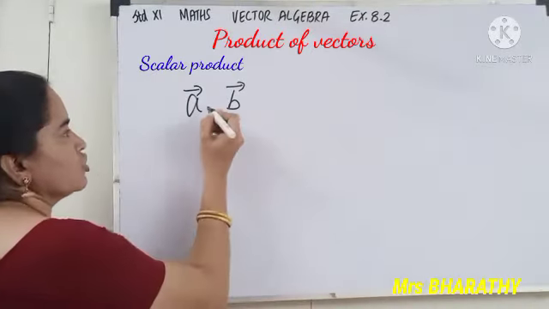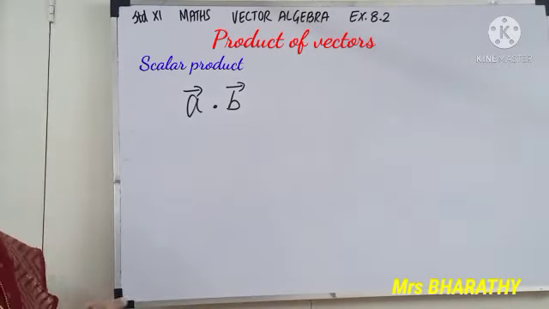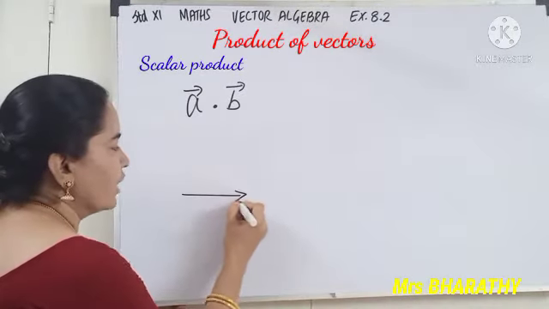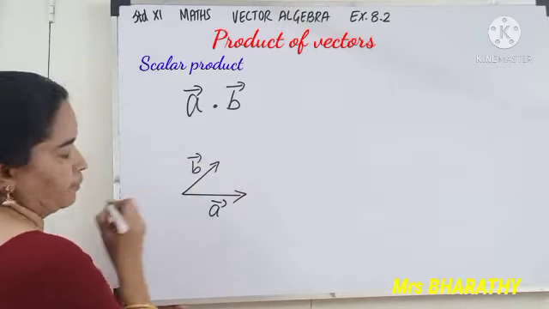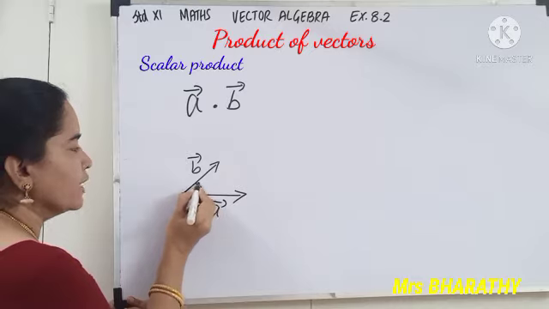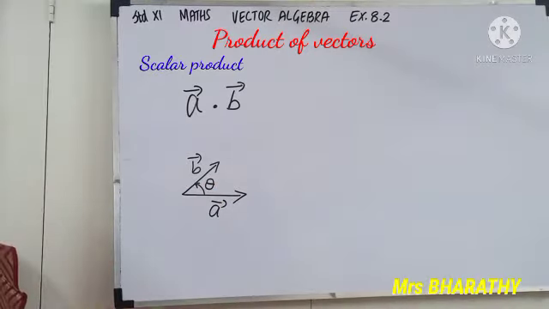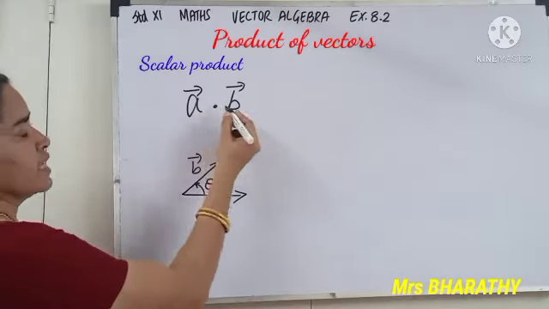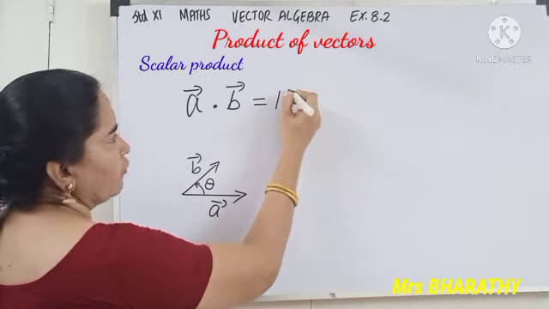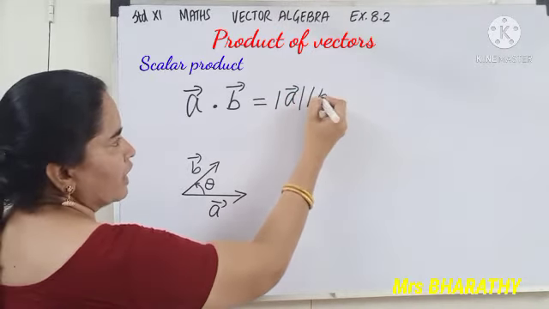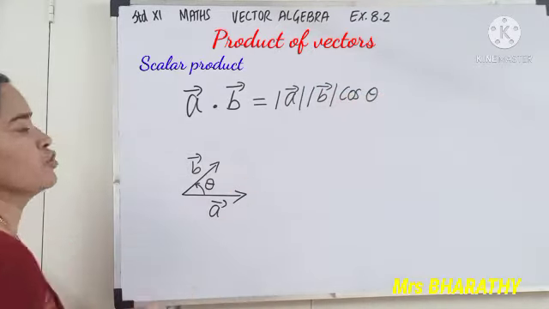When I say dot product or I say the word scalar product, say this is vector A and this is another vector B. The angle between them I call theta. In this case, how am I to define this A dot B? I say modulus of A vector, modulus of B vector, cosine of the angle between them.